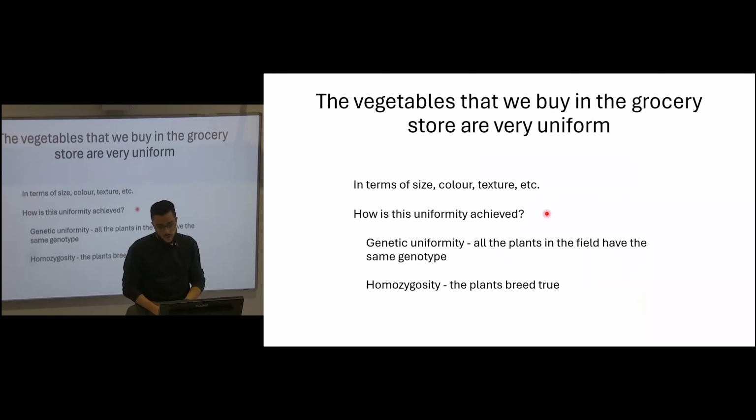So this is what I just said. If you go to the store and look at the vegetables you're buying, they all look the same and are very uniform, and this is because of this. What they do is self them with themselves, and this creates uniform crops because it brings them all to homozygosity, a very hard word to say, and the plants will be breeding true, okay? And so they'll all have the same size, color, texture, and be sold together.